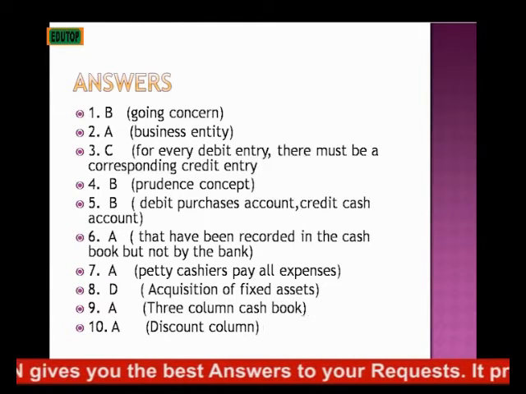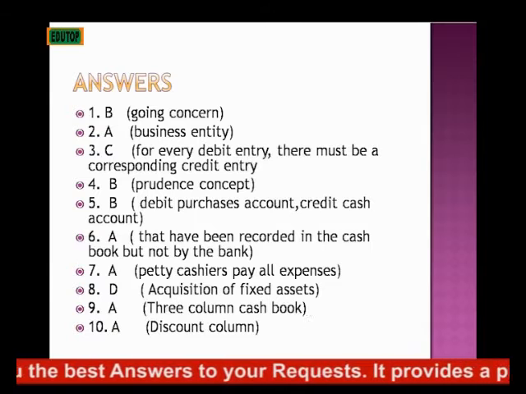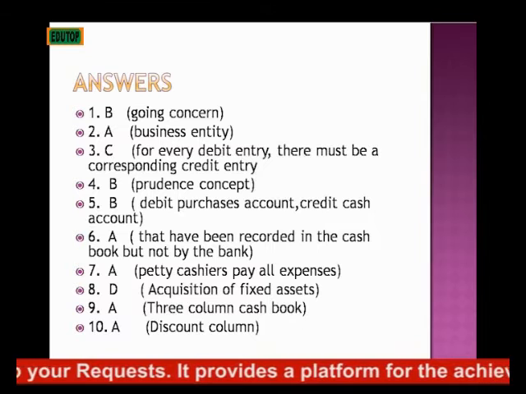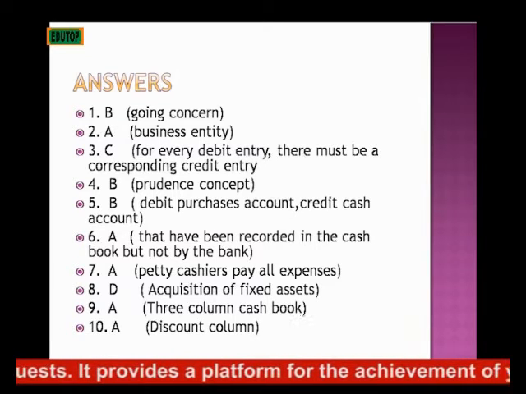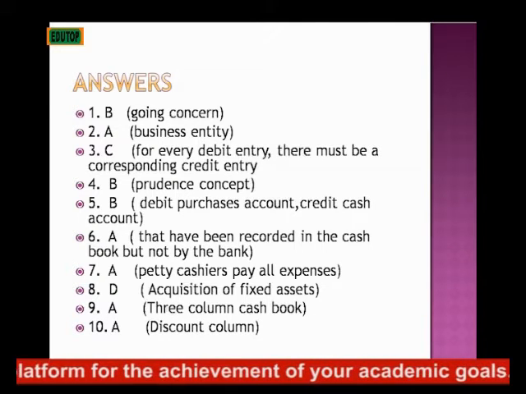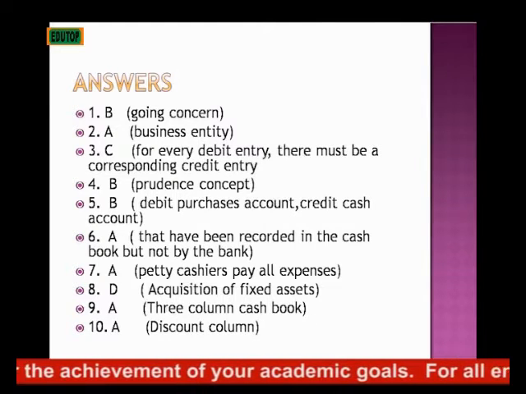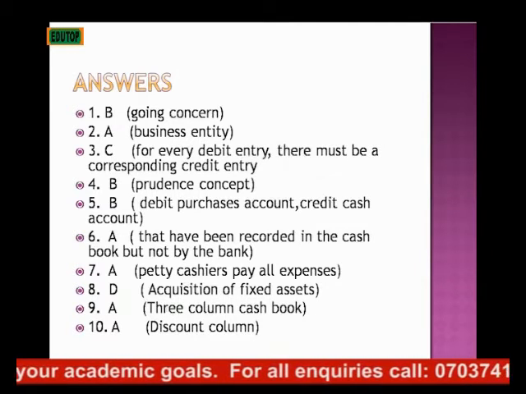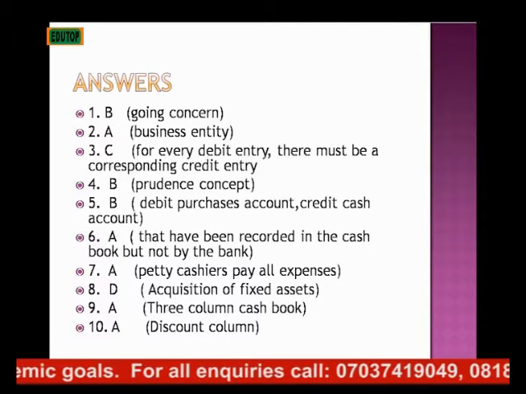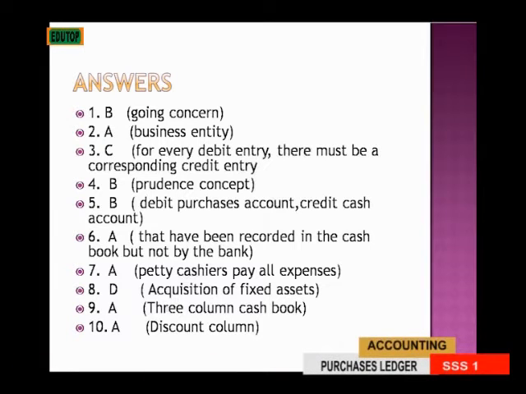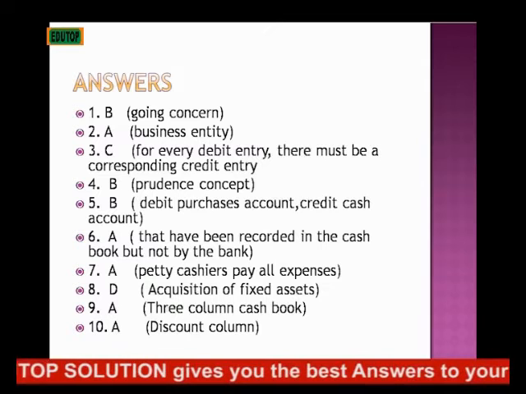Then question 8, the answer for question 8 is D. We have acquisition of fixed asset, and that is going back to the question, which of the following is entered in the general journal. You know, we have a general journal and a special journal. The special journal is meant for special accounts, while the general journal can fit any fixed asset or any other account. So it is the acquisition of fixed asset.